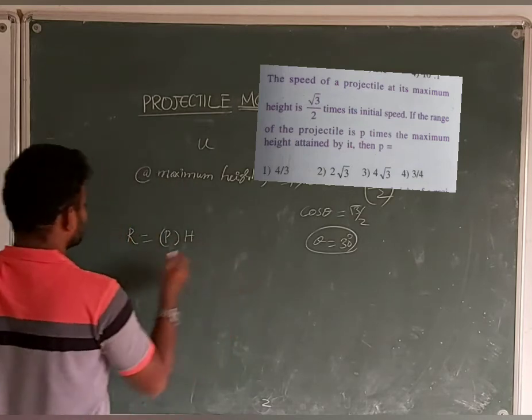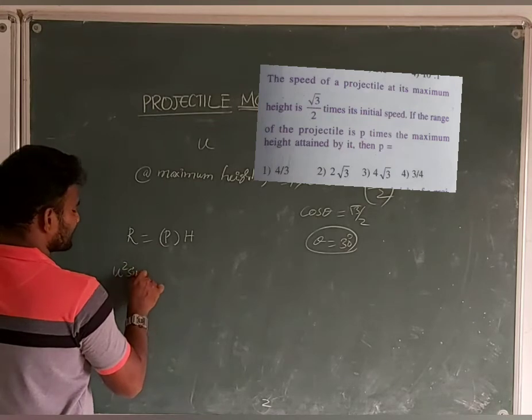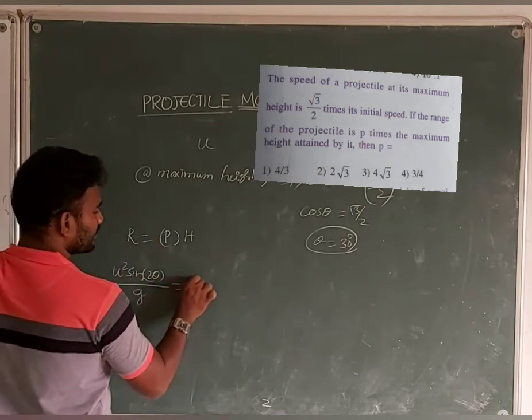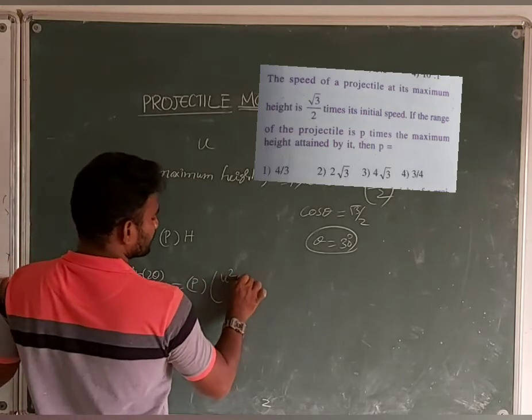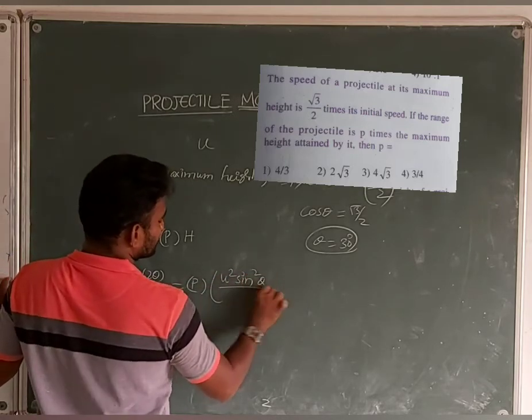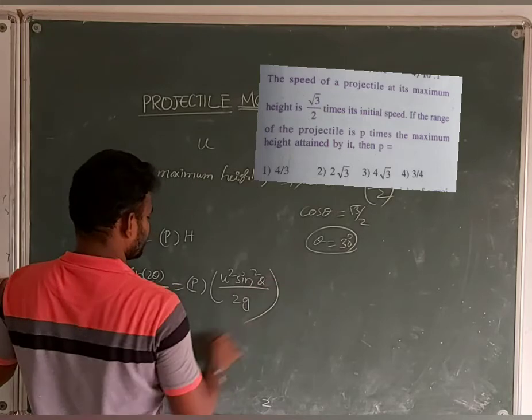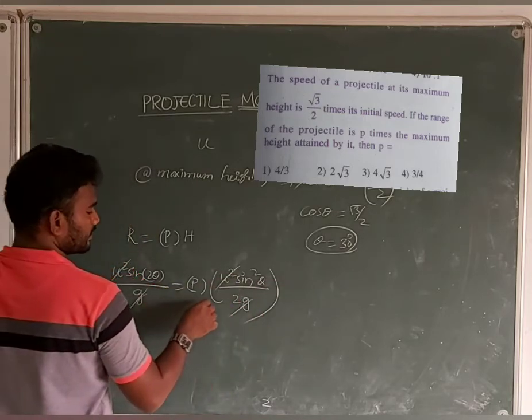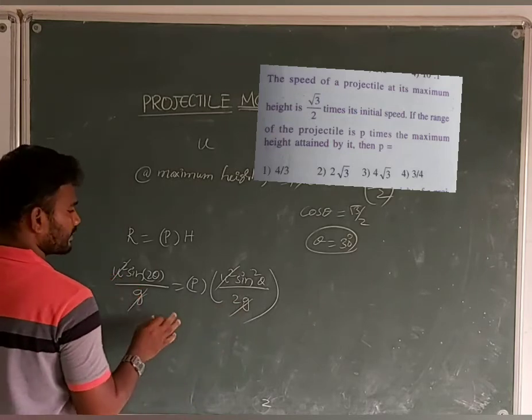Now theta you know. So u square sin 2 theta divided by g is equal to p times u square sin square theta by 2g. g cancels, u square cancels. The remaining terms, how can you cancel them? No more terms will get cancelled here.